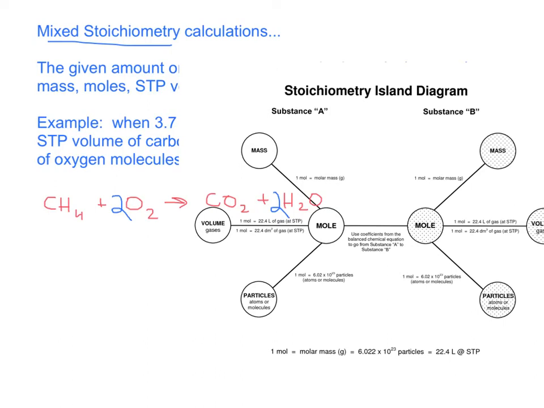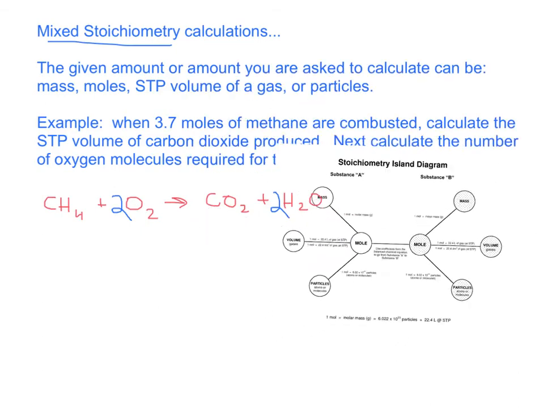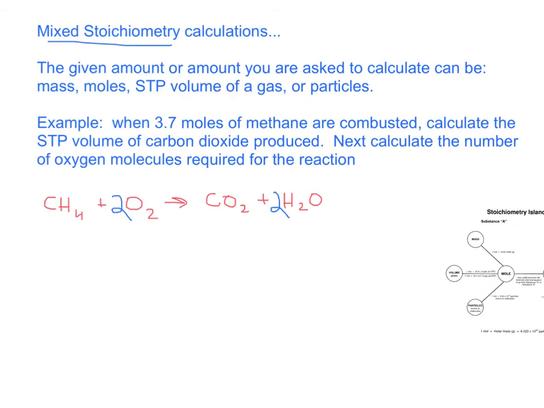Let's take a look at this problem here, and then we'll see how we're going to use stoichiometry to get through it. So we have 3.7 moles of methane being combusted. So there's methane plus oxygen in a combustion reaction. We get, of course, carbon dioxide and water as products. We're given two tasks. First, calculate the STP volume of carbon dioxide. Next, calculate the number of oxygen molecules required for the reaction. So we need to calculate the amount of oxygen in molecules, not in moles or mass.